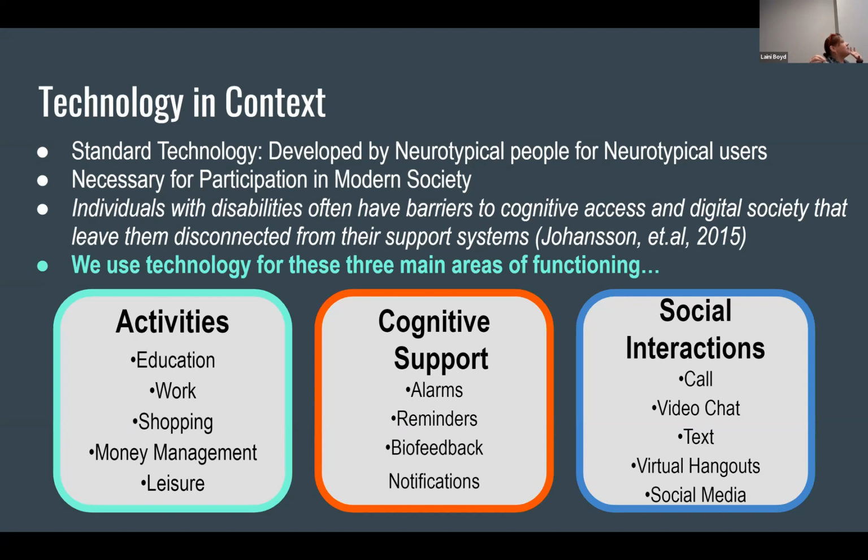And it is that standard technology, my phone, it was developed by a neurotypical person for neurotypical people. Right? Maybe. I don't know. He might have been neurodiverse. I don't know about Steve Jobs. All right. But generally speaking, they're not thinking about everyone's special needs.